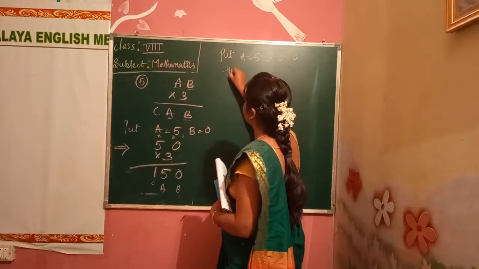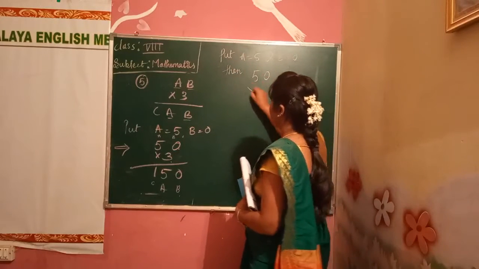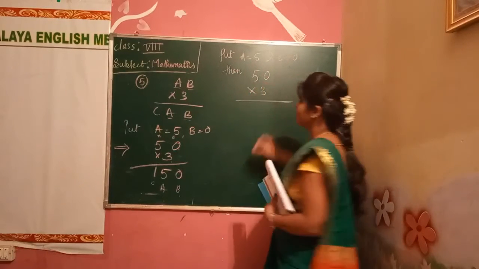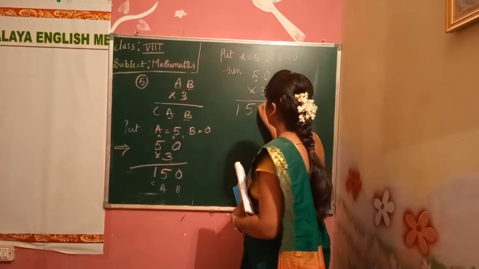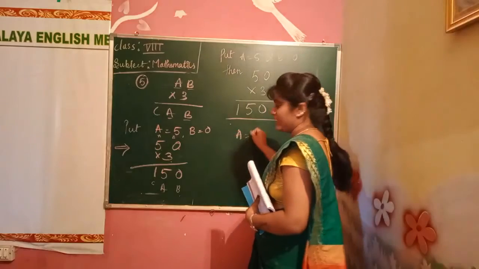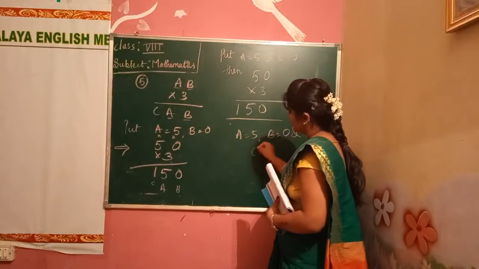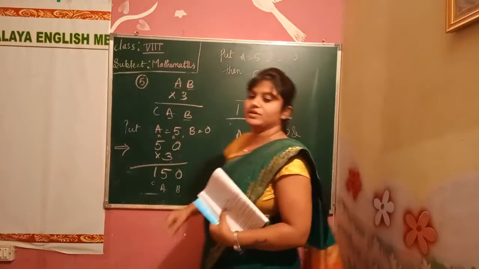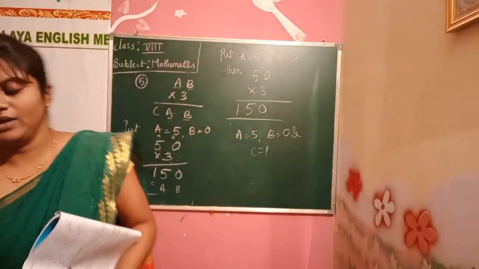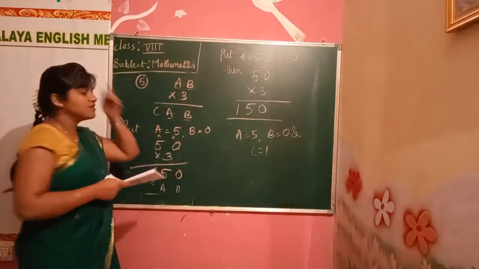Then 5 0 into 3, 150. So we get a is equals to 5, b is equals to 0 and c is equals to 1. Yes, we got all the 3 numbers. Yes, children, we did 5 sums today.